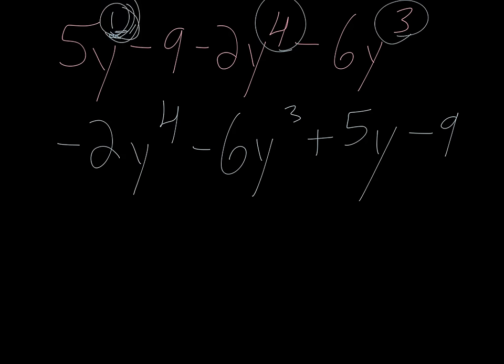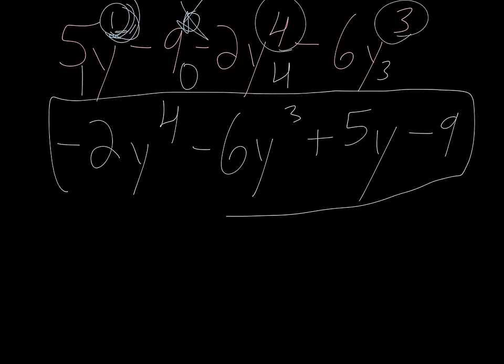Wow, that took a lot to get there. Okay, so the first one's degree 1, degree 0, degree 4, degree 3, and then we just write them in the correct order. This is standard form for a polynomial, so I'll expect your final answers to kind of look like that and be nice and pretty.